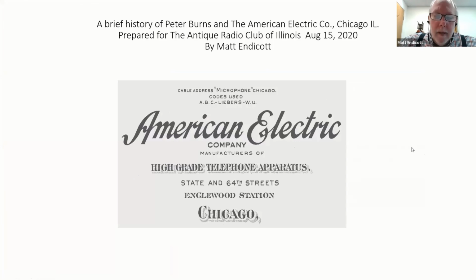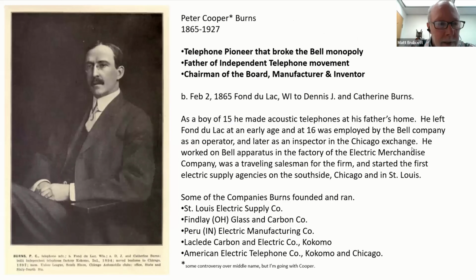American Electric made a number of radio accessories in the late 20s. Starting around 1922, they made headsets. And then they went into speakers and B eliminators. Their cable address was microphone, which you might find interesting for collectors here. That was like a URL sort of in the old days of telegraphs. It shortened the process and made it quicker to send a telegraph.